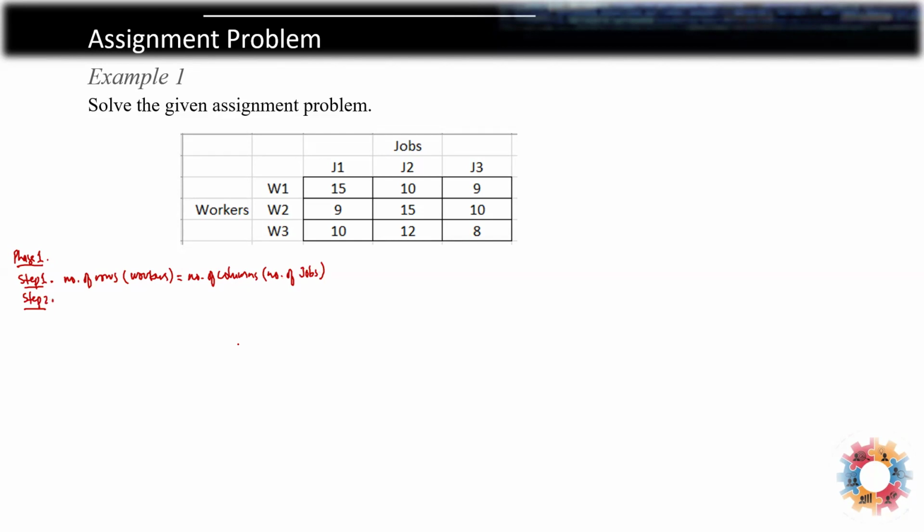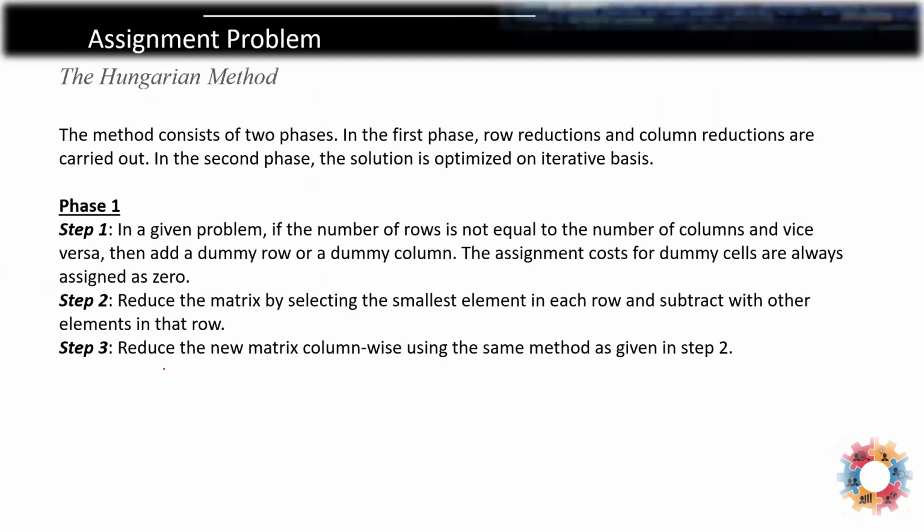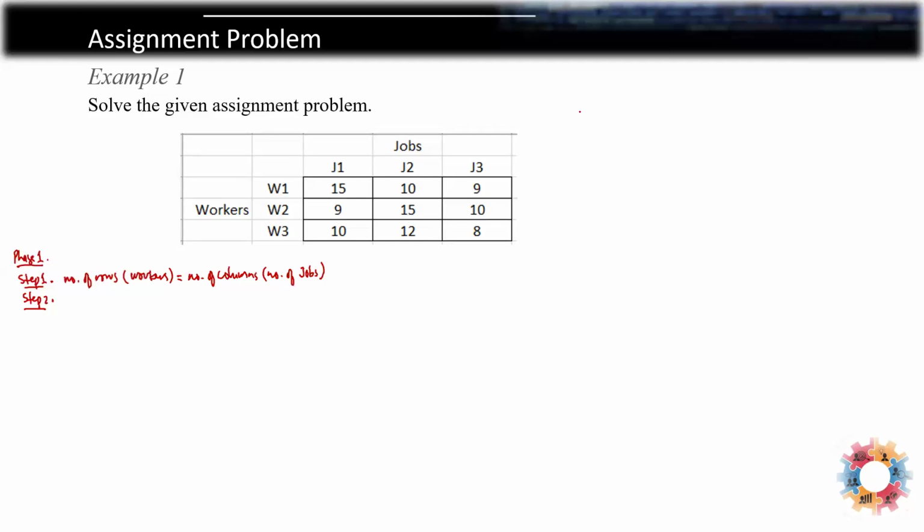Now for step number 2, we're going to do the row reduction and column reduction. Again, according to step number 2 and step number 3, you reduce the matrix by selecting the smallest element in each row and subtract it from the other elements in that row. So look at the original problem here. Let's create a matrix table.